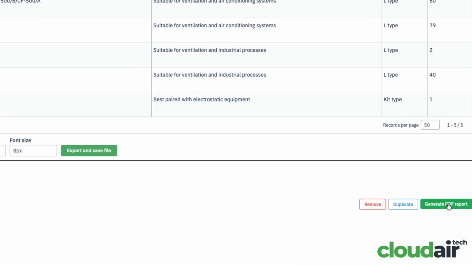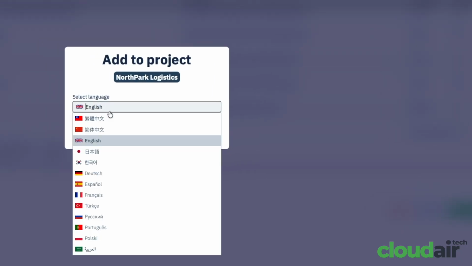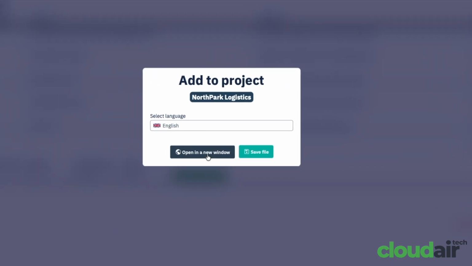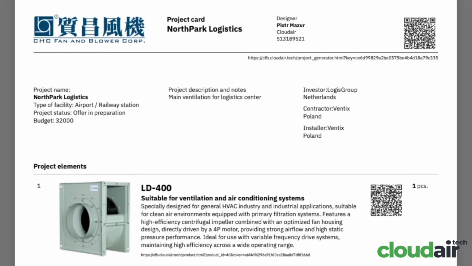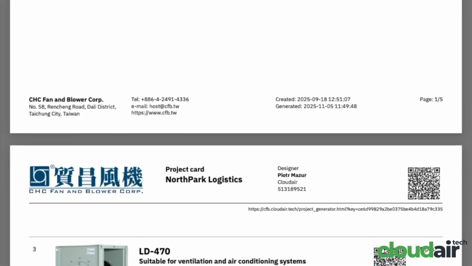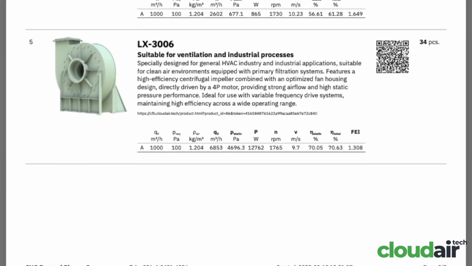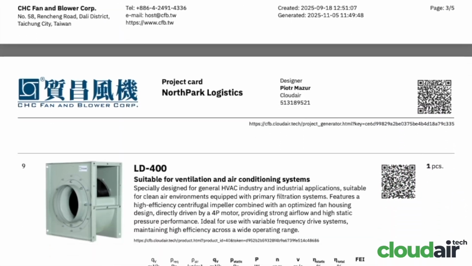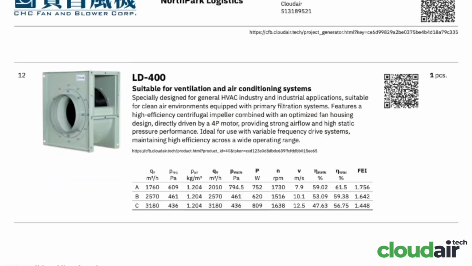And when you're ready, just one click generates a professional PDF project report. Each report includes complete fan details, performance data, QR codes, and unique links. Not only do these links point to the fan itself, they also contain a secure token for the exact selection parameters. That means when someone opens the link, they see precisely what you selected, no adjustments needed.